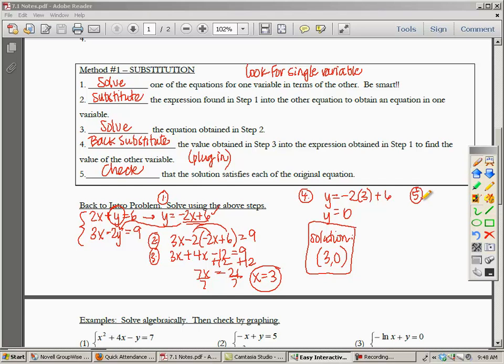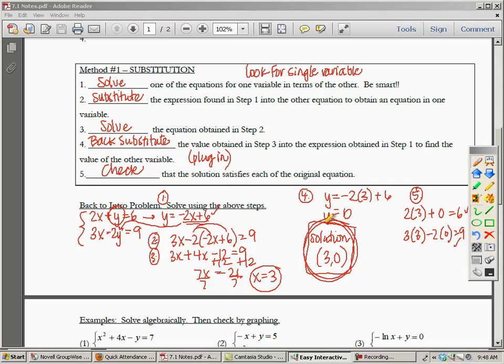Please don't forget, and I know this only takes a minute, you don't necessarily have to write it, but you better check it because we do have extraneous solutions. You look at this and say, does it work in both? Well, 2 times 3 plus 0, does that equal 6? The answer is yes. And 3 times 3 minus 2 times 0, does that equal 9? The answer is yes. And because we've checked both of these, we know that this is our solution.